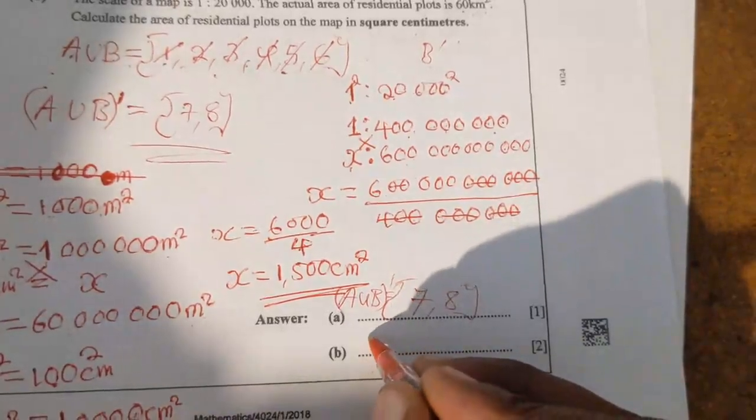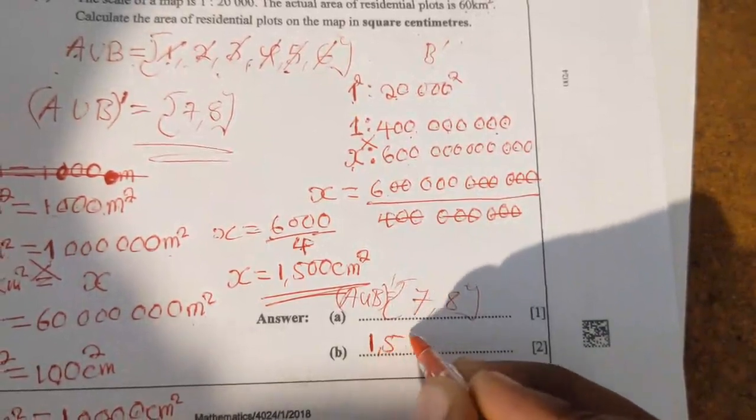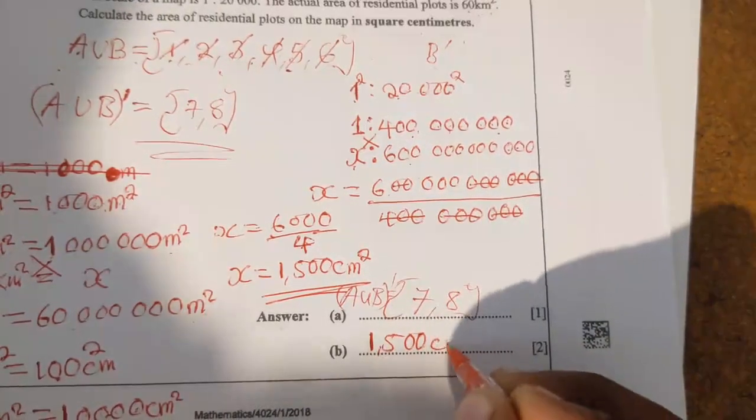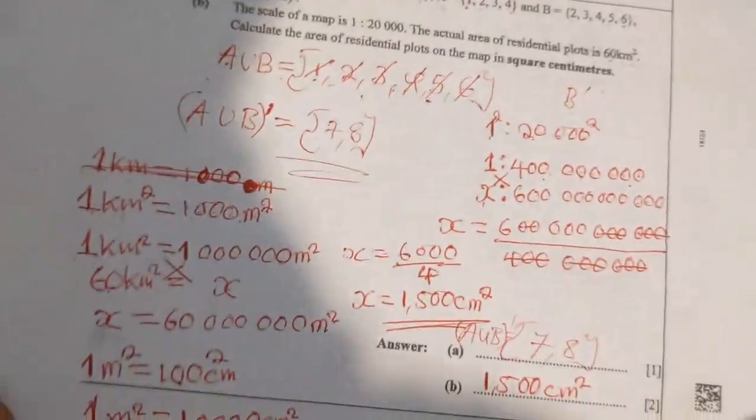So you're going to say that the area is what? 1,500 centimeter squared. So that is the answer that you're supposed to put there.